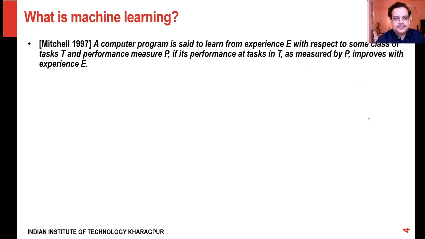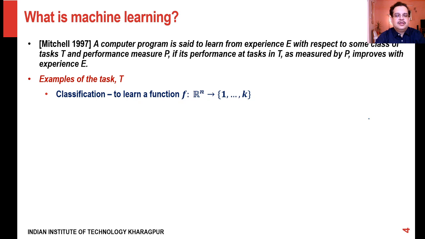So let's look at some examples of the task T. I will first cover some of the examples of the task T, then we will discuss what we mean by the performance measure P and what we mean by the experience E. These are the three important terms that we need to understand before diving into any of the techniques of machine learning. The task T in machine learning can be quite varied. It basically embodies what we want to learn.